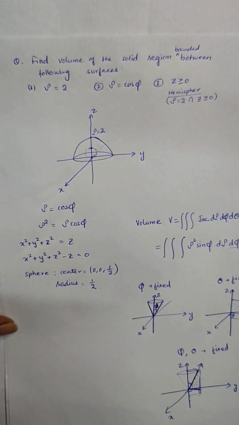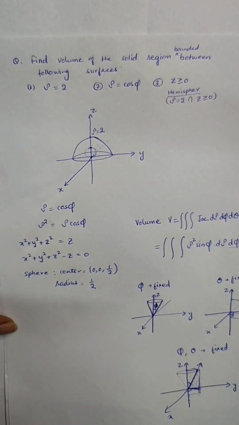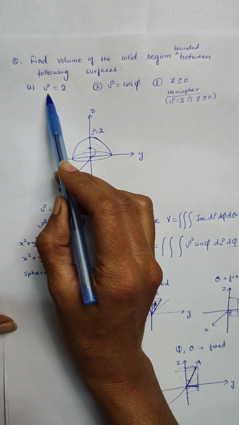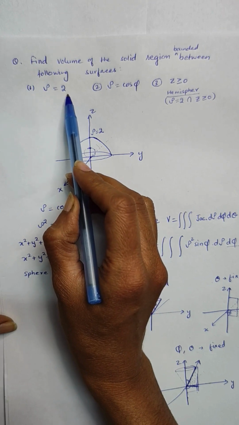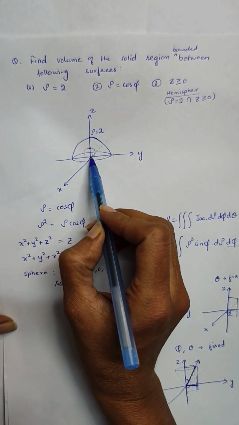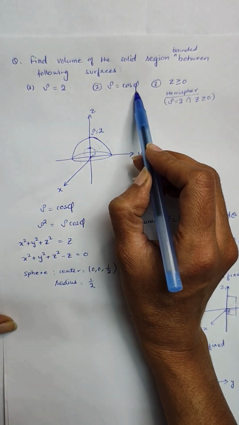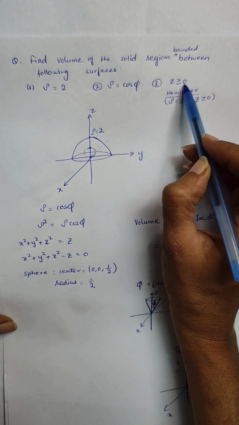In this video, we are going to find the volume of the solid region bounded between the following surfaces. The first one is rho equal to 2. This is the equation of a sphere of radius 2 with center at the origin in spherical coordinates. The second one is rho equal to cos phi, and the third one is z greater than or equal to 0.